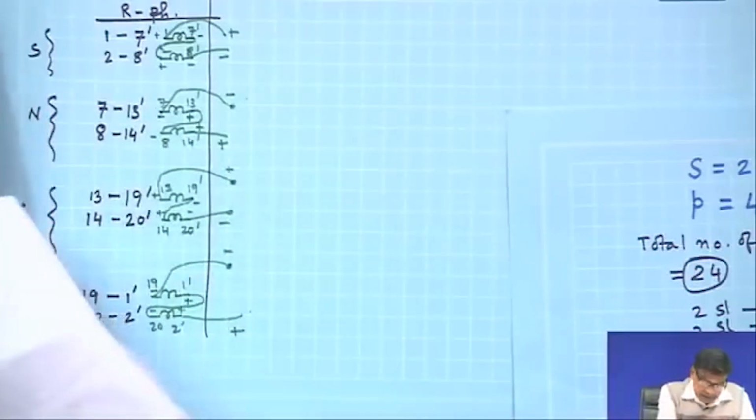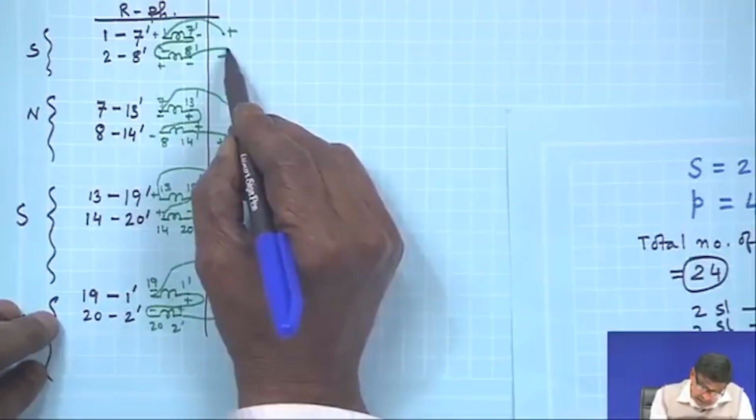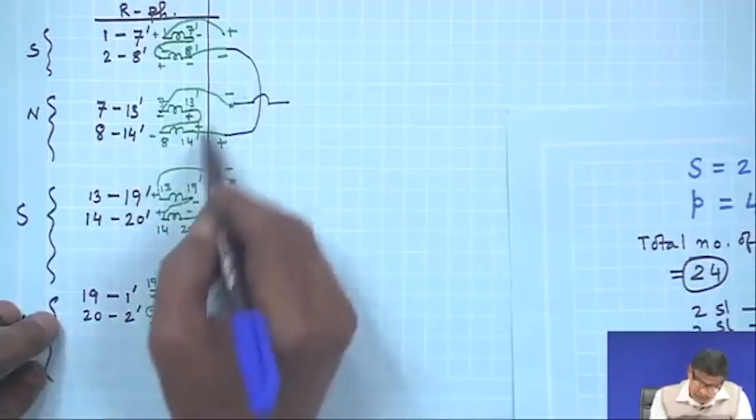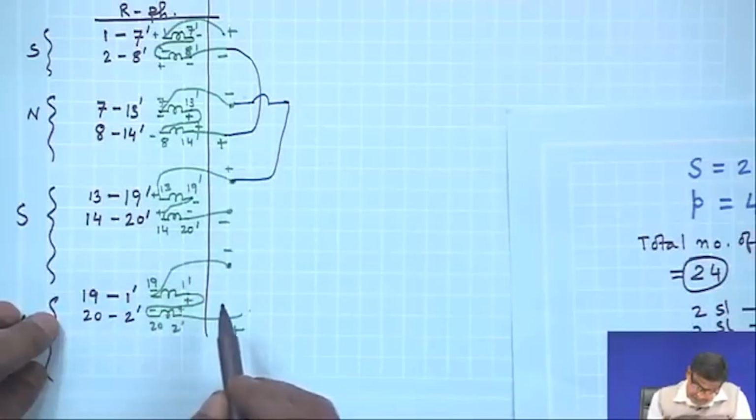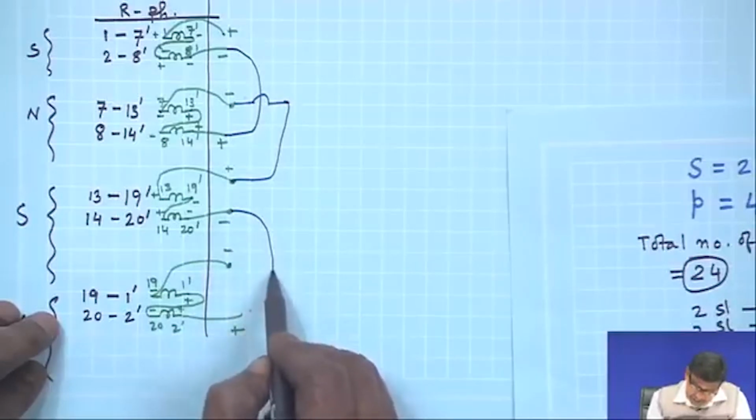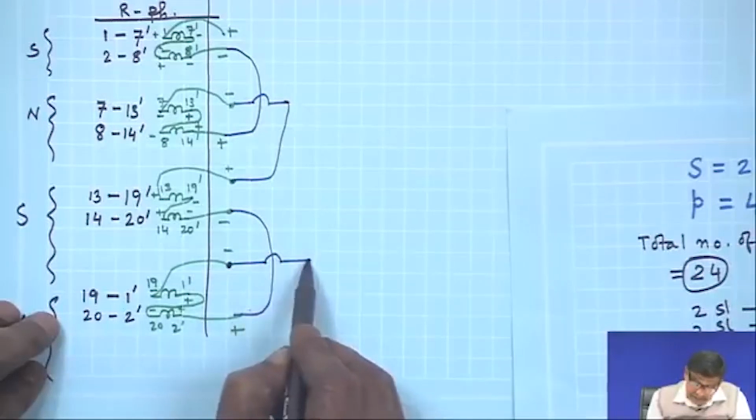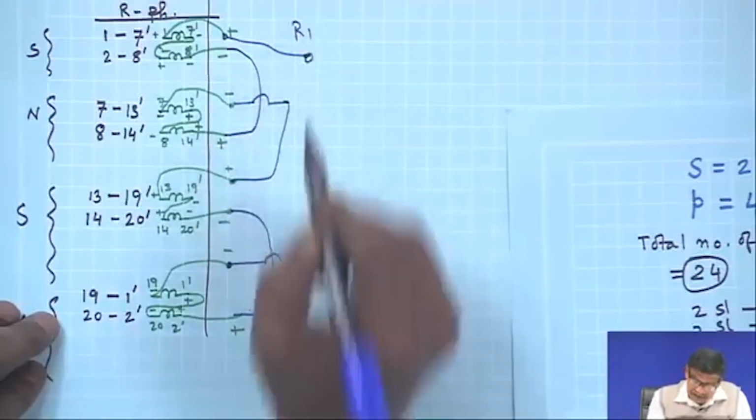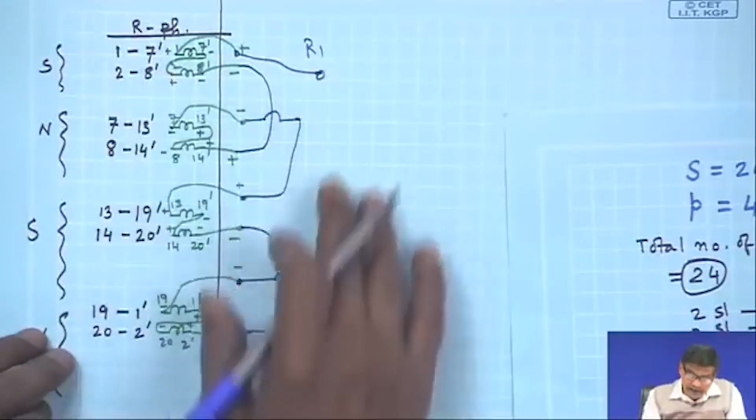So, what will be the connection now? Plus minus, then once again I will do plus minus, so that voltages are additive, and once again plus minus, and plus minus, and once again plus minus, and these are the 2 terminals of the R phase, R1 and R2 say. Understood. So, coil spans will be like that.